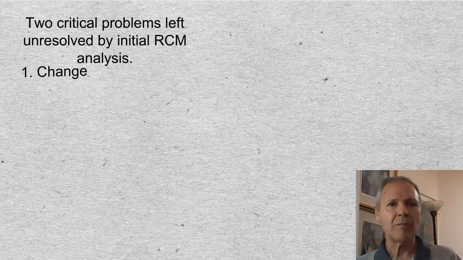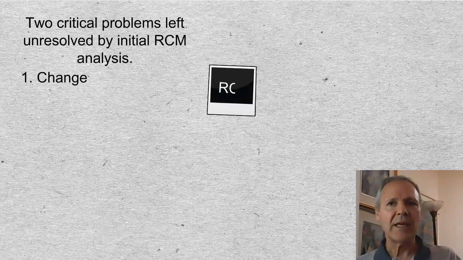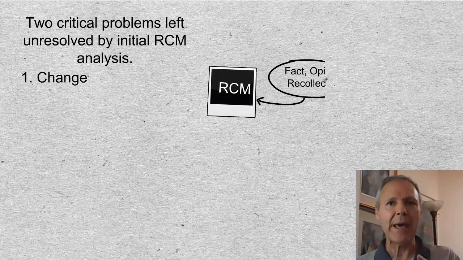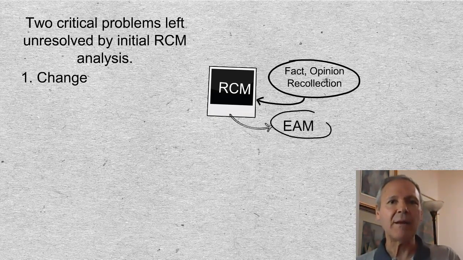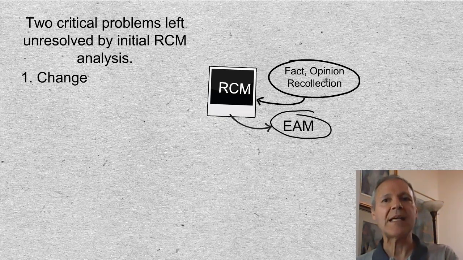Things change. An initial RCM analysis is a snapshot. It is a consensus of best recollections and knowledge of subject matter experts at a fixed point in time. Once the initial RCM analysis is completed, the results are frozen in a maintenance plan, which is then managed within the Enterprise Asset Management, or EAM, system.